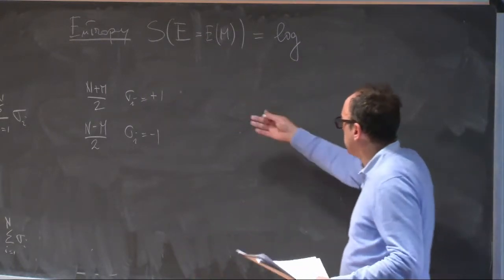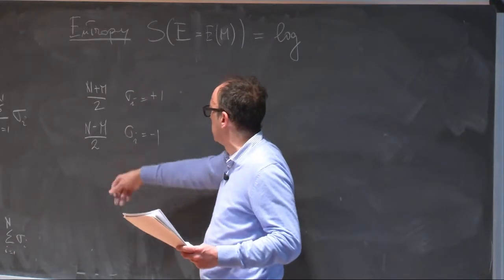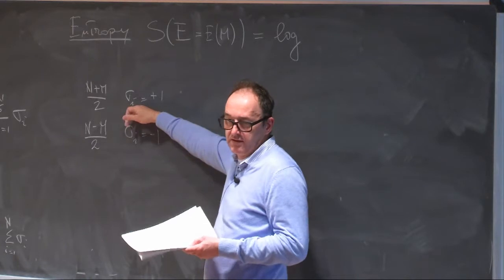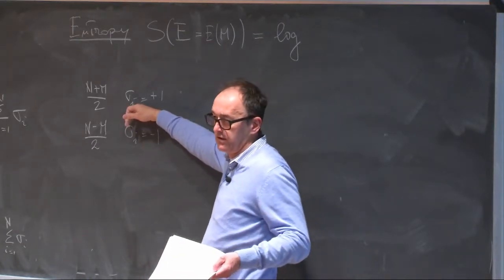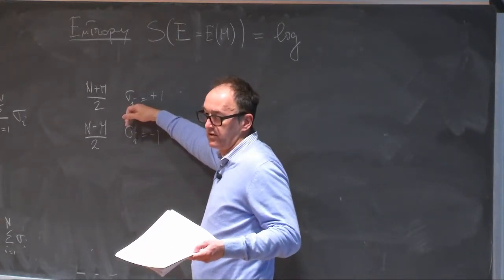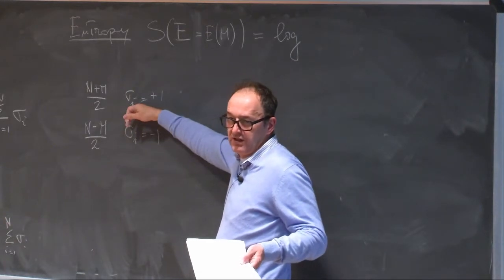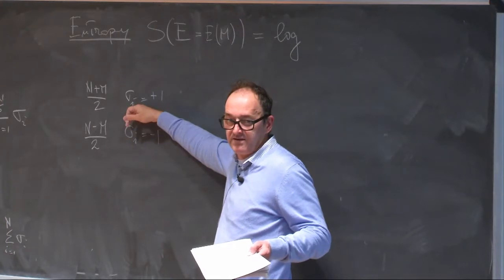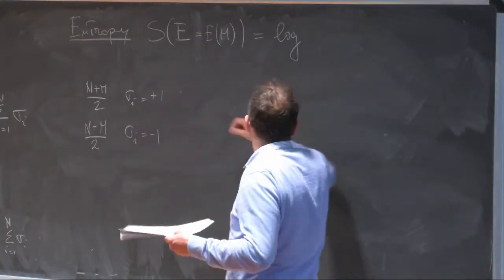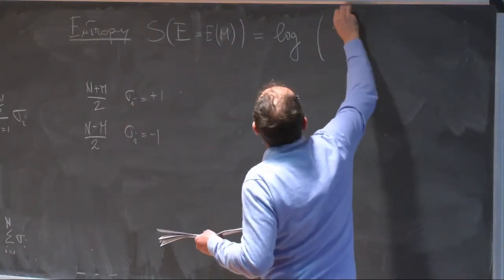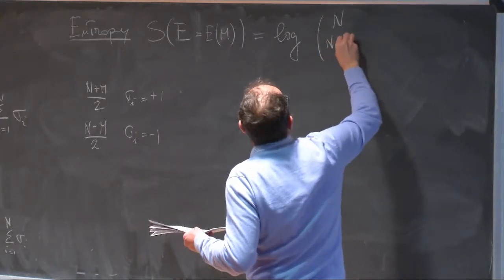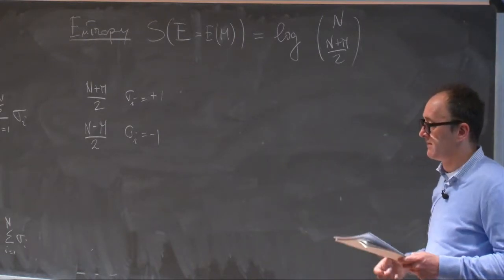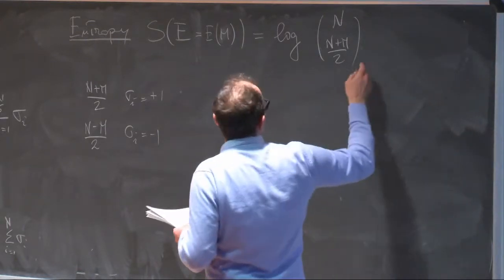Any configuration where I choose (n plus m)/2 spins to be plus 1 and the rest minus 1 will have this energy, okay? So the number of configurations with this energy is n choose (n plus m)/2. Very good.